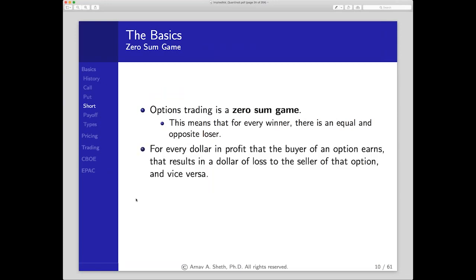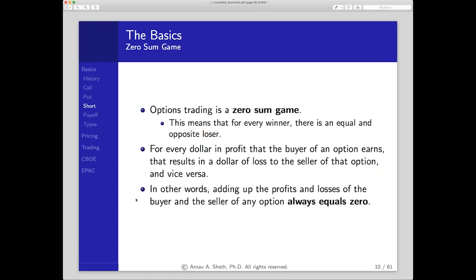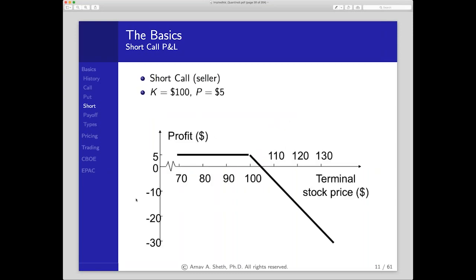I find that a lot of people don't understand this thing as well. Options trading is a zero-sum game. That means for every winner there is a loser, and for every dollar in profit that goes to the winner, it comes out of the pocket of the loser. So if you add up the profits and losses of the buyer and seller of any option, it always equals zero, and it's important to understand what the short position looks like.